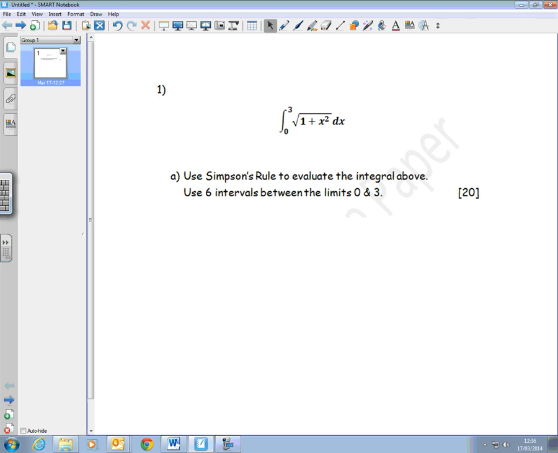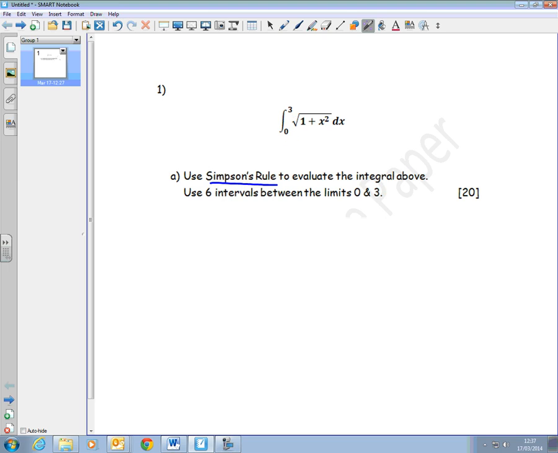Resit practice paper for the analytical and computational methods. Question number 1. So this particular question is asking you to integrate this function between the limits 0 and 3, but by using a numerical method, Simpson's rule, to evaluate the integral.